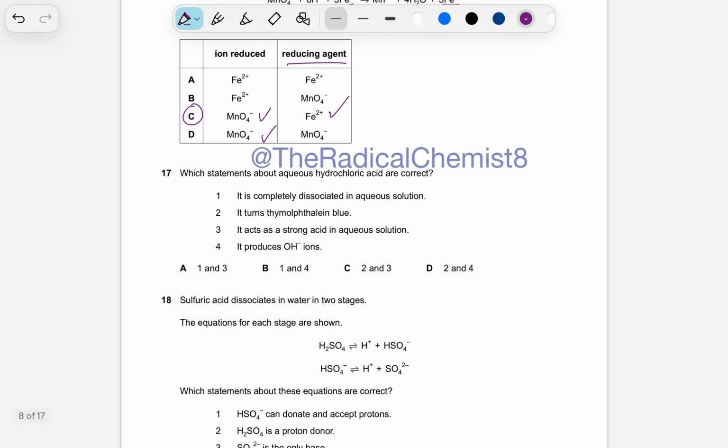Next question, which statement about hydrochloric acid is correct? So hydrochloric acid is a strong acid. So first of all, it says it is completely dissociated in aqueous solution. Well, yes, the definition of a strong acid is a proton donor that fully dissociates into its ions in aqueous solution. It turns thymolphthalein blue. That is incorrect. Actually, acids are colorless with thymolphthalein. It would be with an alkali that it's blue. It acts as a strong acid in aqueous solution. Yep. Produces hydroxide ions? No. It produces hydrogen ions or protons. So the answer is 1 and 3, so A.